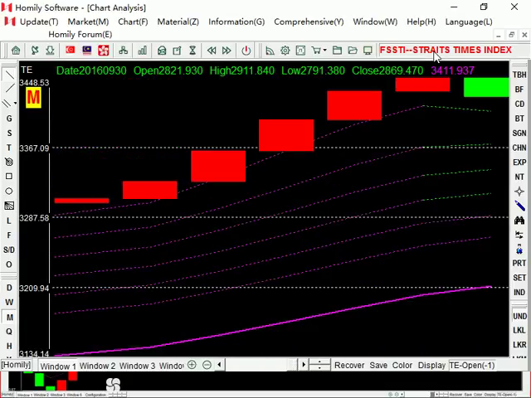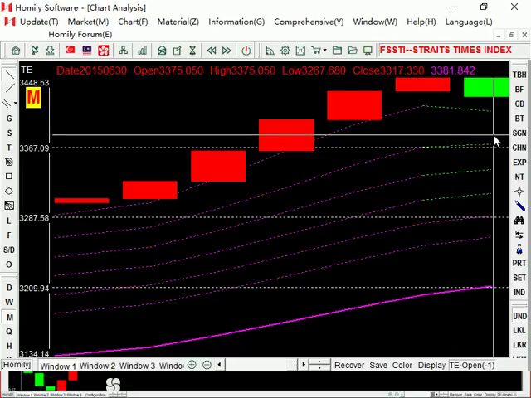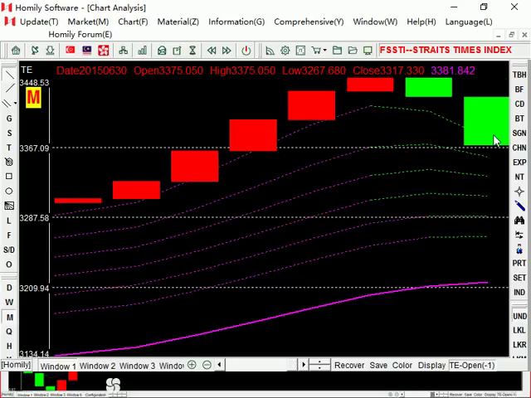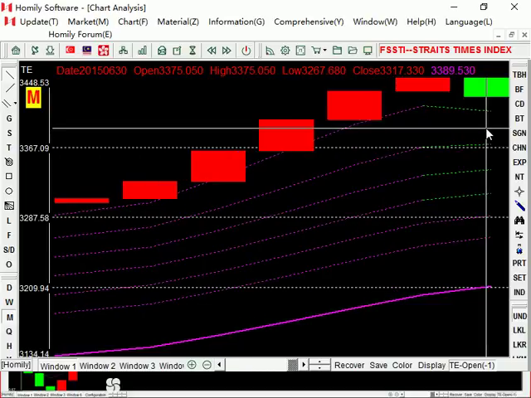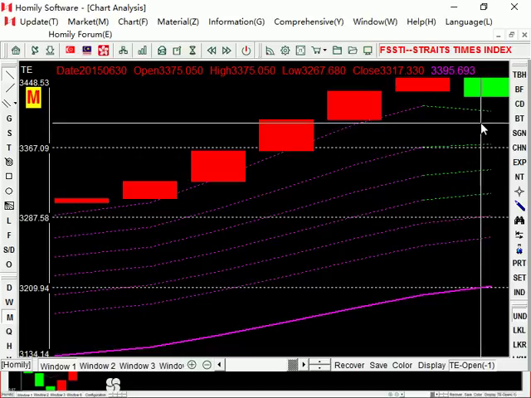Red candlestick turning to green candlestick. A green candlestick means the trend is not good. So we'd better sell our stocks, or buy low and sell high. But for long term, we'd better wait and see. So if you see a green candlestick, it means you can buy low and sell high for short term, and wait and see for long term.